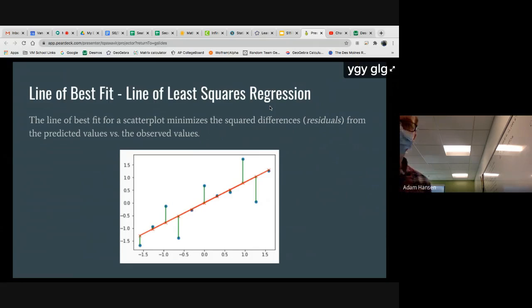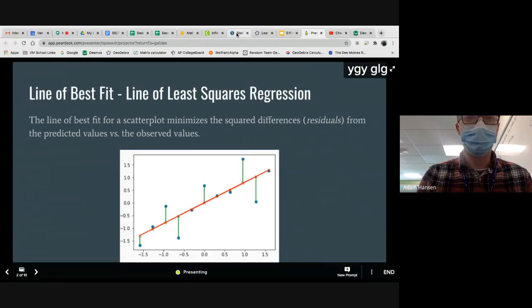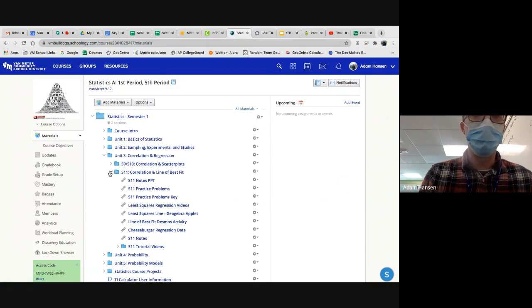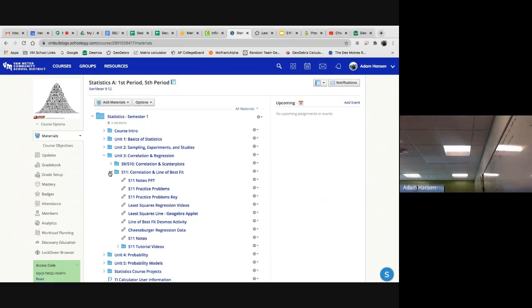Since you've got Schoology pulled up, could you open the Unit 3 S11 folder and find your way to this link, the least squares line GeoGebra applet. It's going to let us see what I mean more about when it says line of least squares regression.